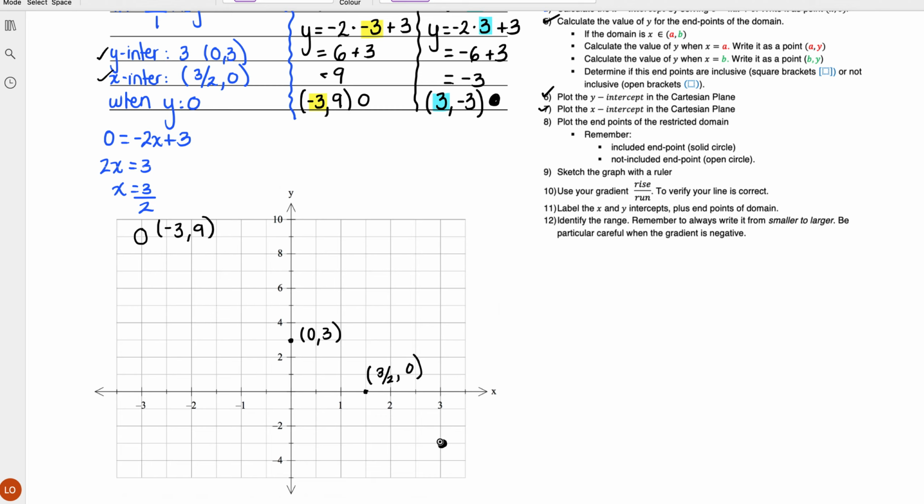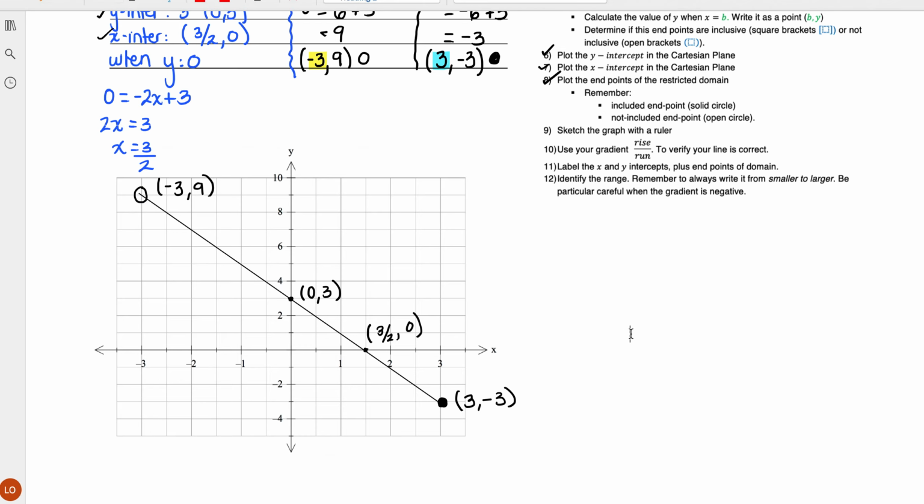Again, you don't have to do it as big, but it's very clear that this one is not included and this one is. So this one is going to be 3, negative 3. Okay, so I have plotted my endpoints. Sketch the graph with a ruler. So I'm going to put my line going from this point to this point. It should go through all of the points. Perfect. Ending there because it doesn't go further. Okay, there I have my line.